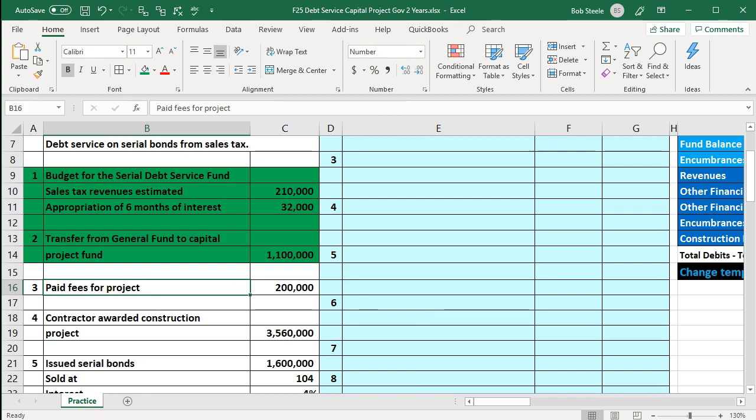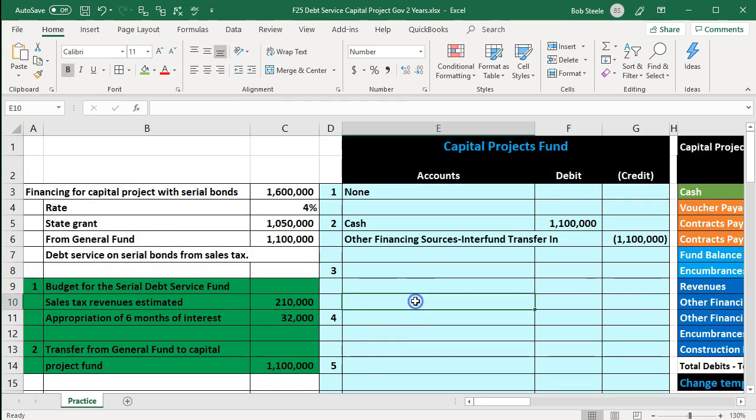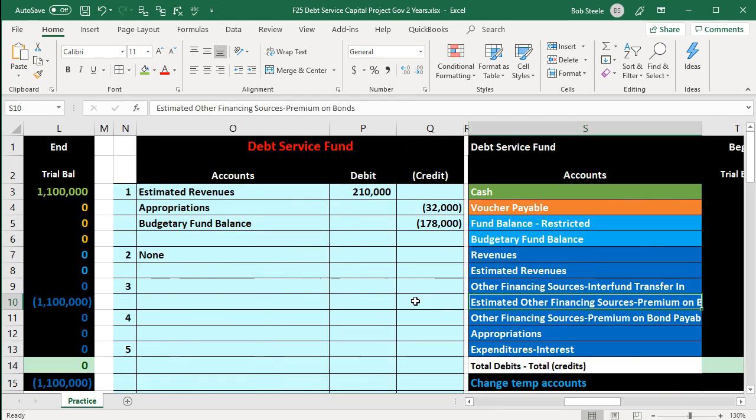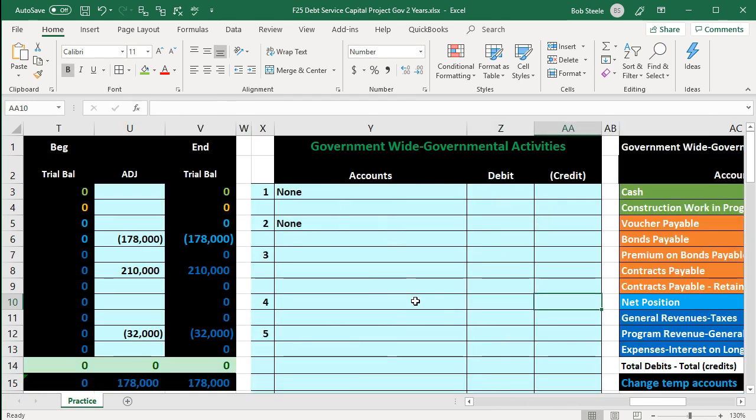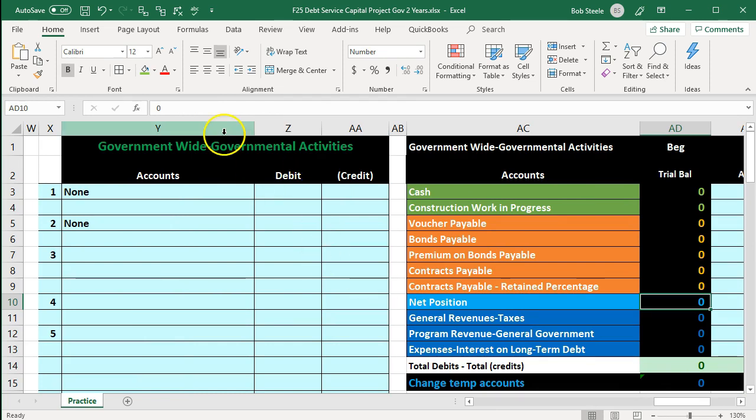Take a look at number 3. It says we paid fees for the project, the capital project, that should be. We're paying fees for the capital project. Let's first take a look at the government-wide type of activities, which is going to be on the accrual basis, something that we would be more familiar with. So we're going to scroll over to the government-wide. We're in column Y, and we're going to go down to number 3.